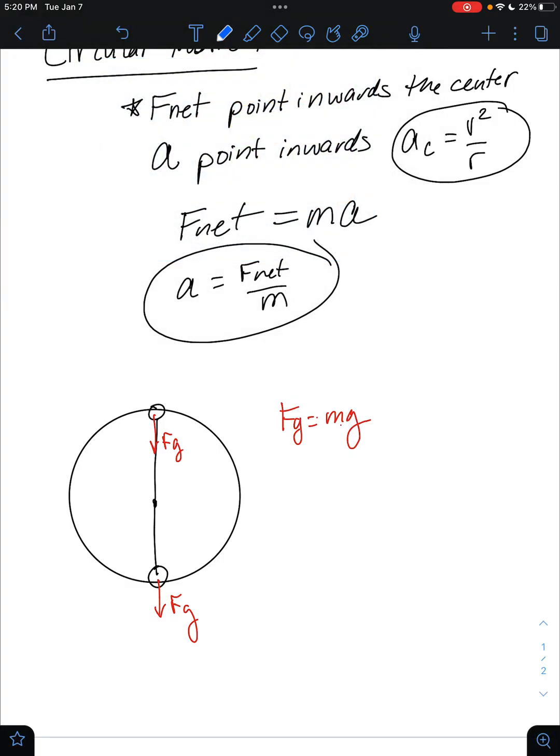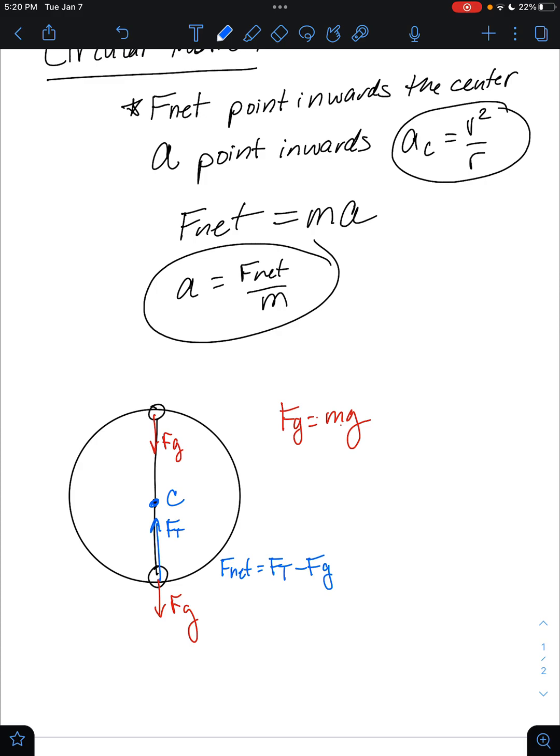And so at the bottom of the circle, because I need a net force pointing at the center of my circle, the force of tension has to be larger than the force of gravity. I would say that my net force at the bottom has to be the tension force, which is bigger, minus the force of gravity in order to have an unbalanced force inward towards the center of the circle.